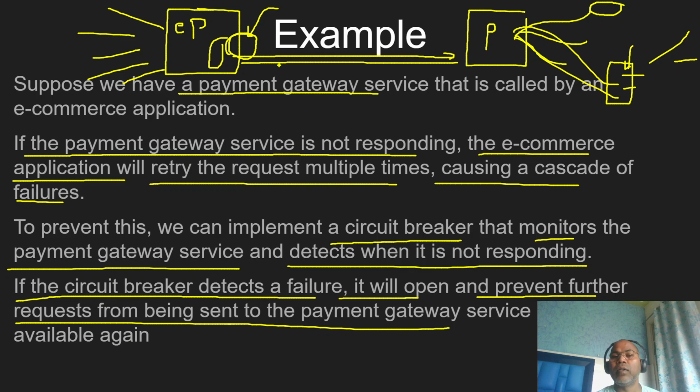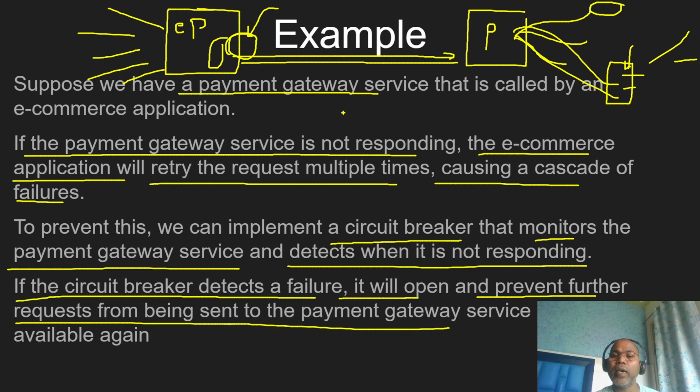Internally it has a threshold on which basis it opens the circuit, so that requests are not forwarded. After some timeout, the circuit breaker goes to half open and tests: hey, is the payment gateway service working or not? If it is still not working, the circuit breaker stays open, and there is no call forwarded to the payment service.